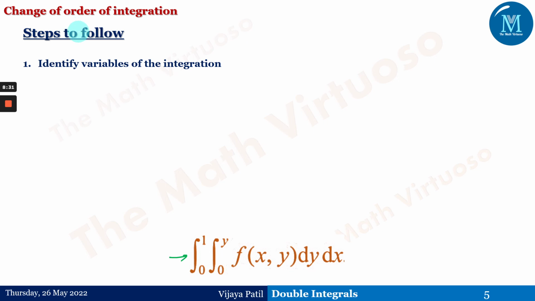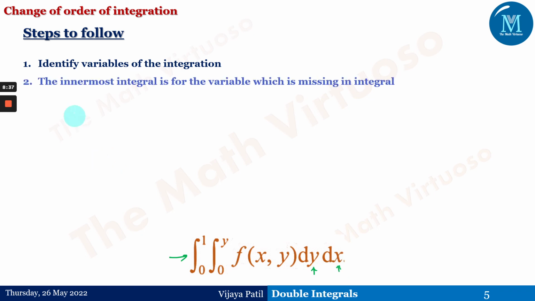We first identify the variables in the integration. We have got y and x, these are the two integration variables. Second, the innermost integral is for the variable which is missing in the limits. The innermost integral is given from 0 to y, which means x is missing over here, so this inner integral is for x: x equals 0 to x equals y. Out of x and y, the inner integral is for x, so the outer will be for y: y equals 0 to y equals 1.